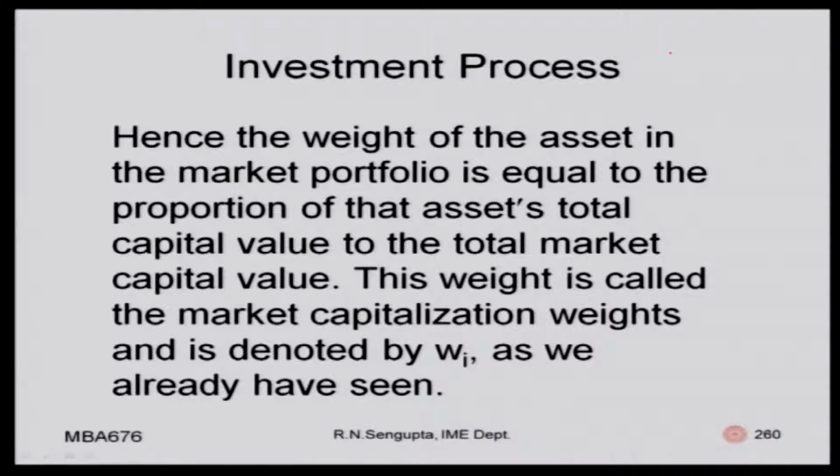Now, if I want to pause here for 1 minute. If you remember, I mentioned that if I have 100 rupees in my pocket, and the total amount I am investing in stock 1 is 10 rupees, it will be 10 by 100, this is the proportion. If I am investing 20 rupees in the second stock, the ratio would be 20 by 100. So obviously W1 would be 0.1, W2 would be 0.2, and so on and so forth.